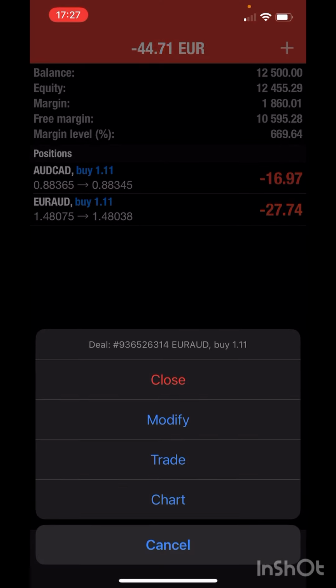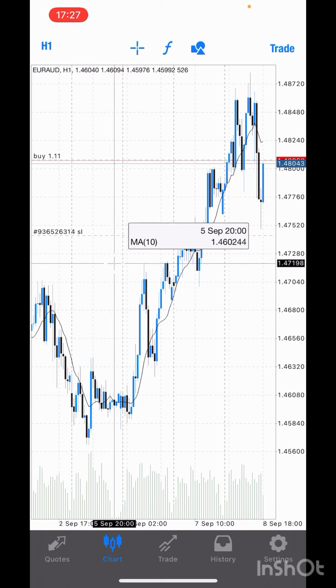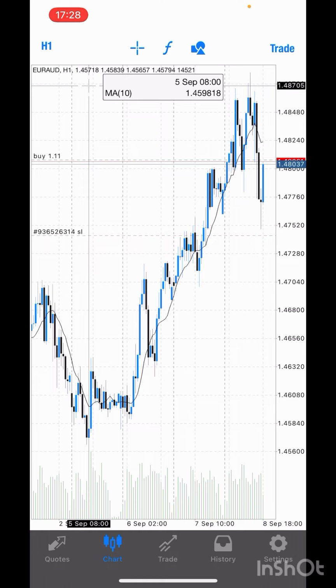It's now, if I go back to charts, my stop loss, I can see it there. You see, I can clearly see it there. So now my take profit, let's say I want to make it here, 1.48705.